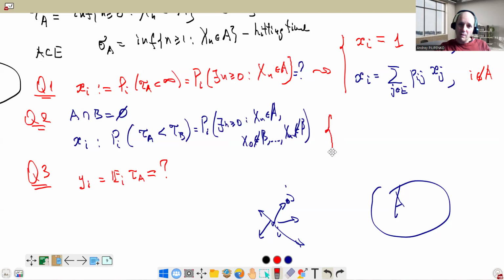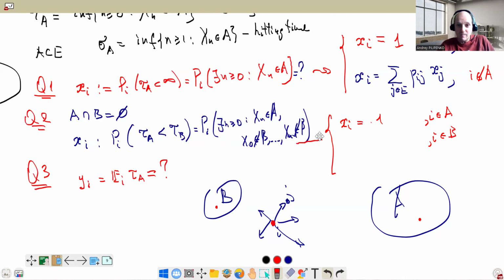For this case, we have two sets, A and B, and we have to distinguish three cases. We start from A, we start from B, and we start from other points. So if i is in A, then you start from i, so tau A is 0 and tau B is greater than 0. So the probability is 1, so xi is 1 if you start from A. If you start from B, then tau B is 0, and tau A cannot be smaller. So the answer is 0.